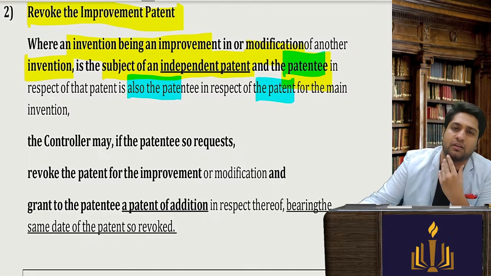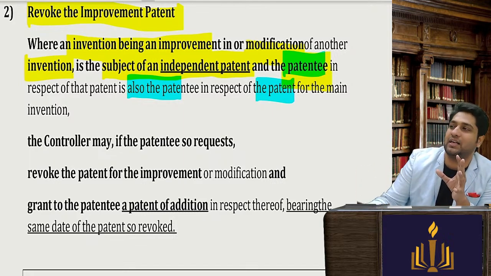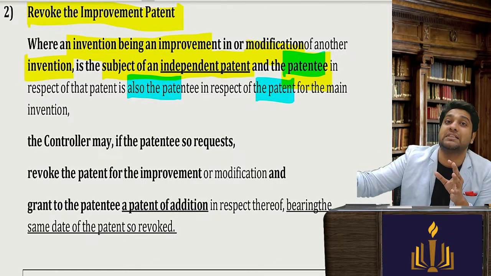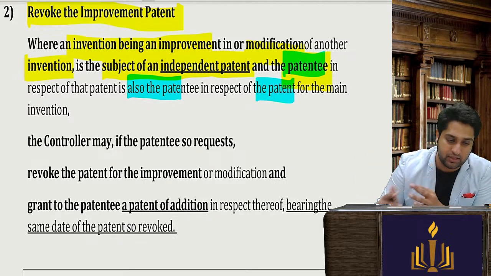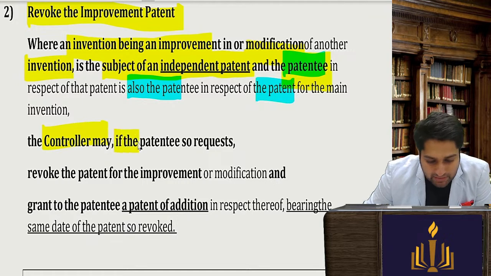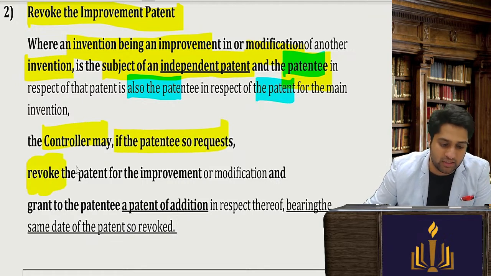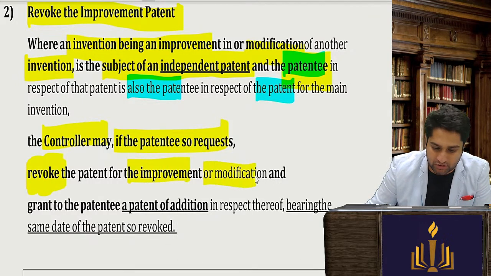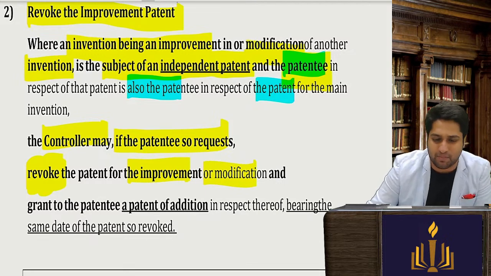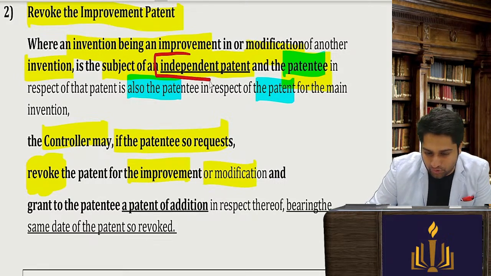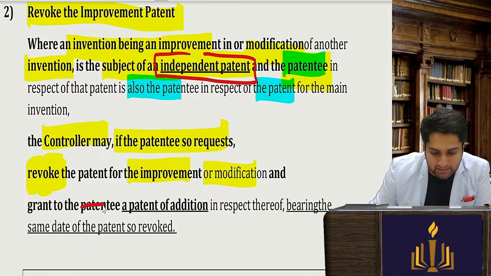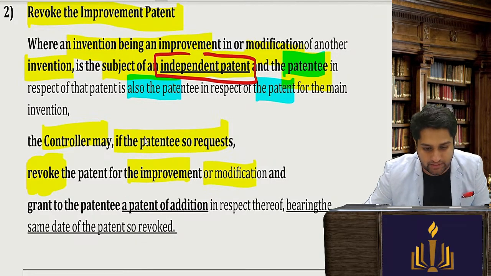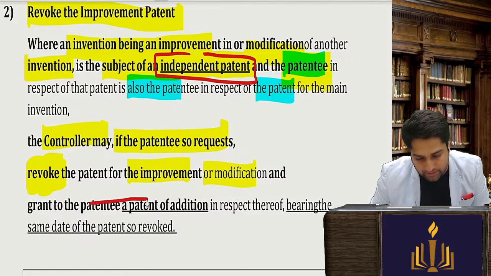Then if the inventor says that listen, that was an independent application, please consider, I didn't know about patent of addition, please merge it and make it a patent of addition only. The controller may, if the patentee so requests, revoke the improvement and modification as a separate application, and grant the patentee a patent of addition.